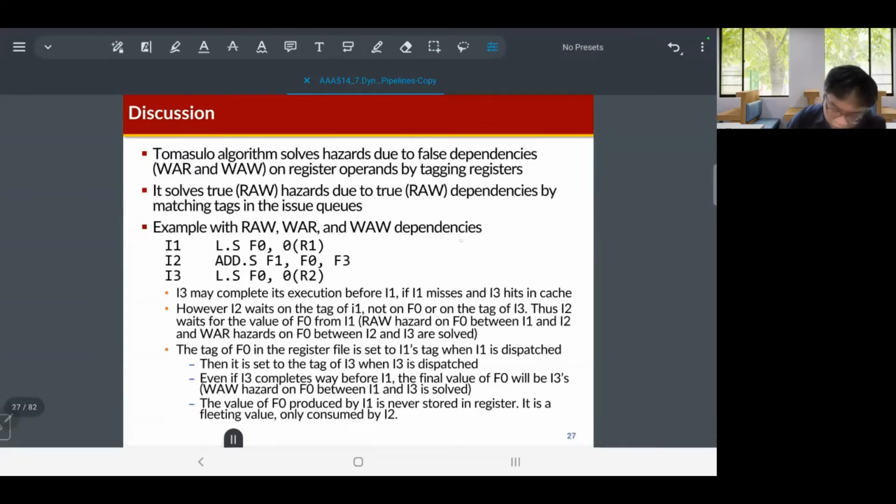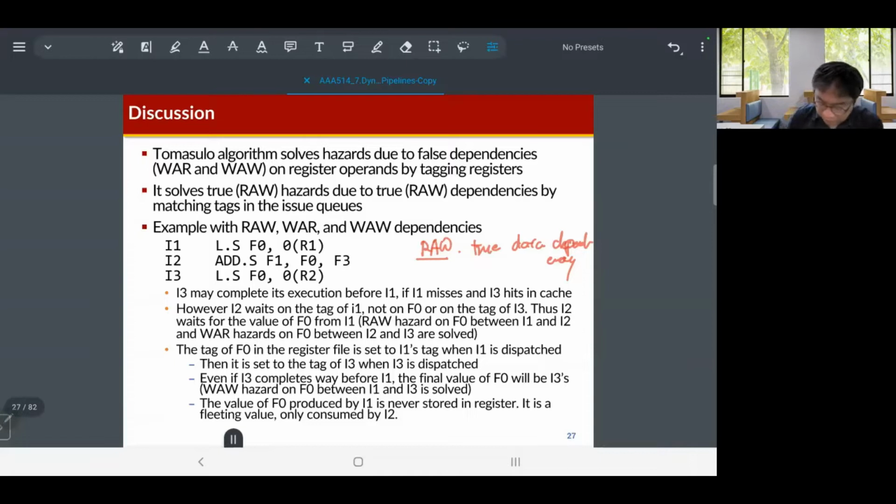Actually, we call the RAW hazard the true data dependency. What does that mean? The RAW hazard is caused by the producer and consumer relationship between two instructions. So we can find the RAW hazard, the data dependency, between two instructions if the former instruction is a producer and the following instruction is a consumer. Because of this producer and consumer dependency, the RAW hazard is frequently found in our applications, and this is called the true data dependency, right?